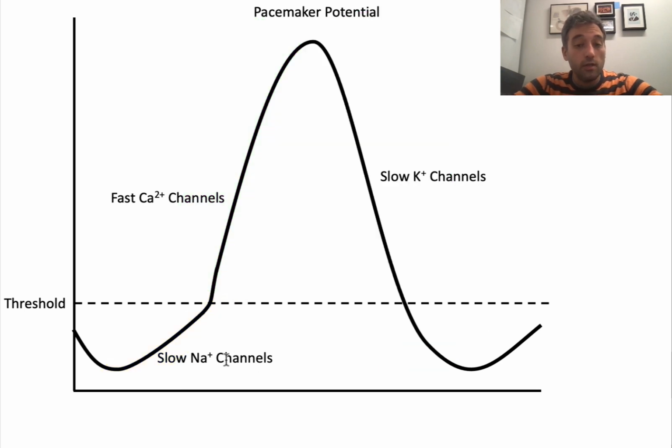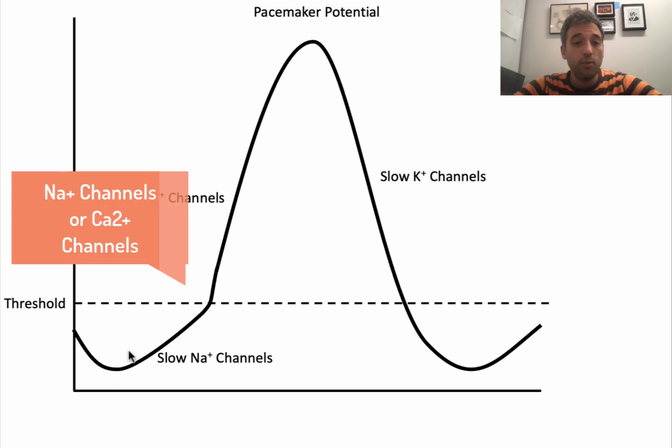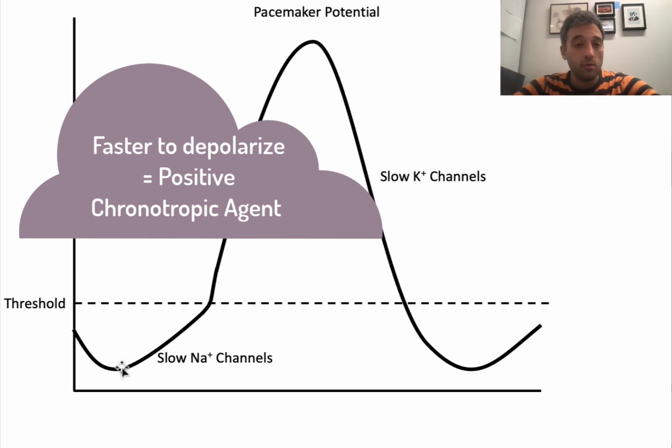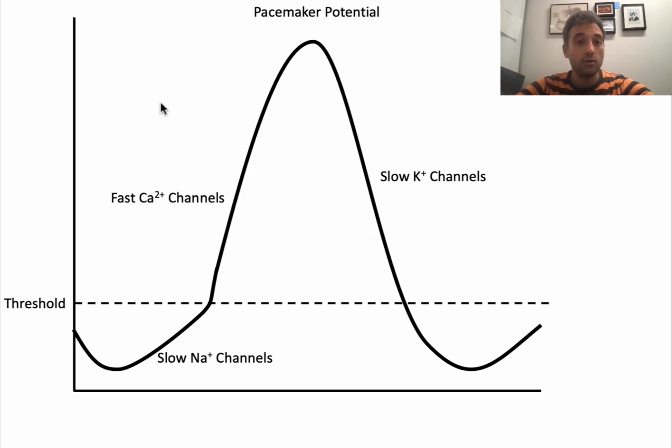You can alter these slow sodium channels to make it so that it's either faster by opening things that will make it more positive, so sodium channels or generally calcium channels that will depolarize that faster, making it so that the slope of this will increase. Alternatively, you can slow it down. So the ones that speed it up, make it more positive on the inside, making it faster to get to threshold, are called positive chronotropic agents. They're altering the pacemaker potential.